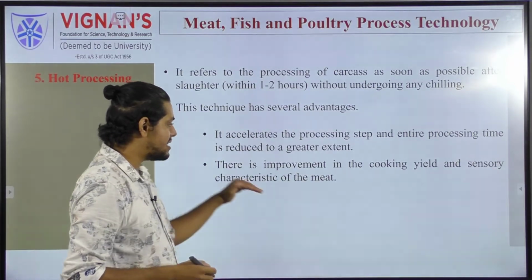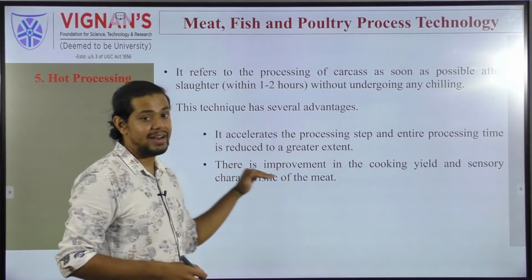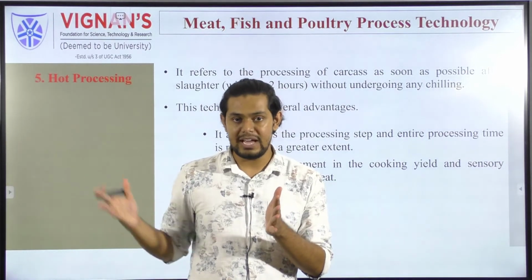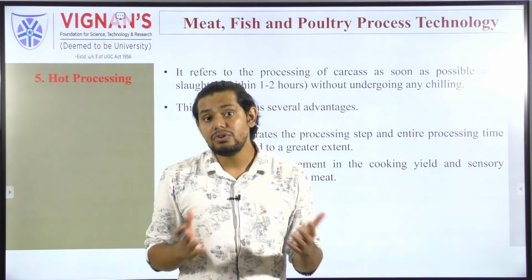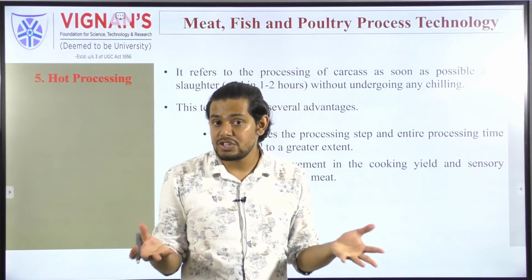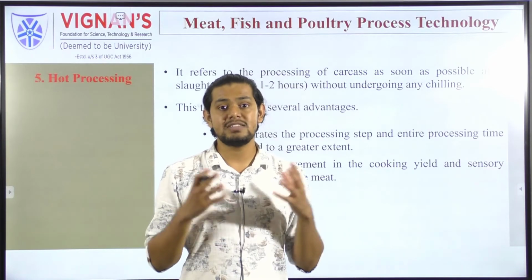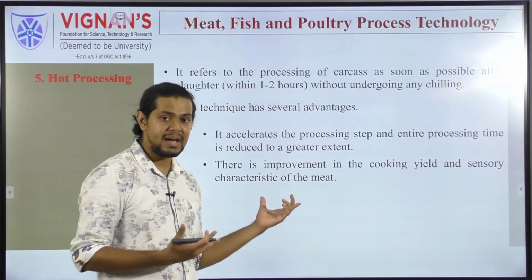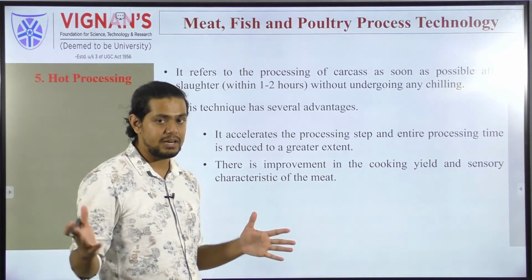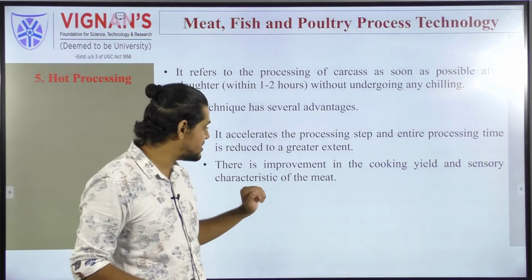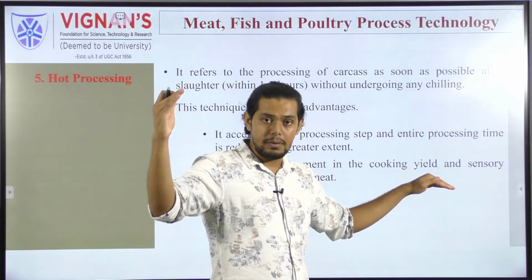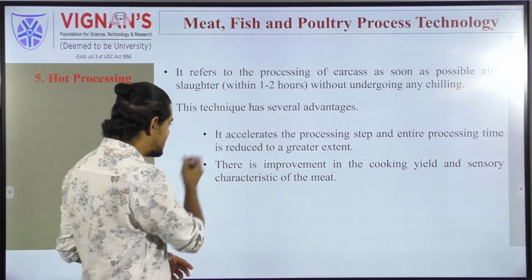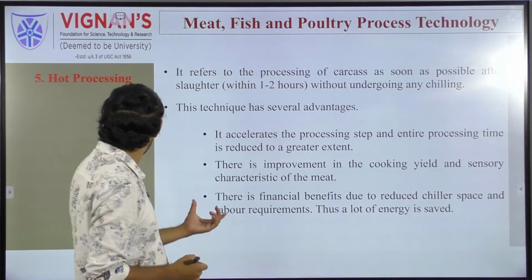The second one is that there is an improvement in the cooking yield as well as the sensory characteristics of the meat and meat product. If we keep the meat for a longer duration of time, there are a lot of problems we come face to face with. What is the problem? There may be loss of moisture. Loss of moisture means the tenderness as well as the overall palatability characteristic of juiciness of the meat is lost. So we have to compromise a lot whenever we keep the meat for a longer period of time. By subjecting it to hot processing, the cooking yield of the product will eventually improve, and the sensory characteristics of the meat will also improve. So this is also an advantage of hot processing, or hot cooking.